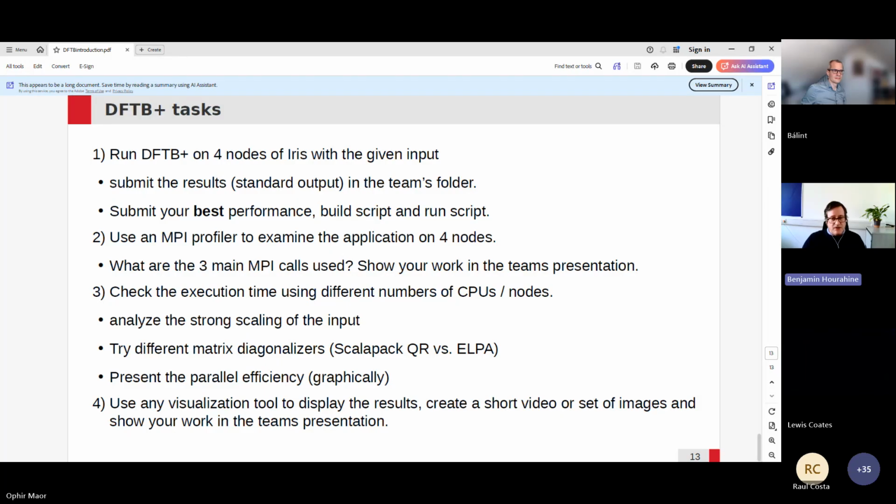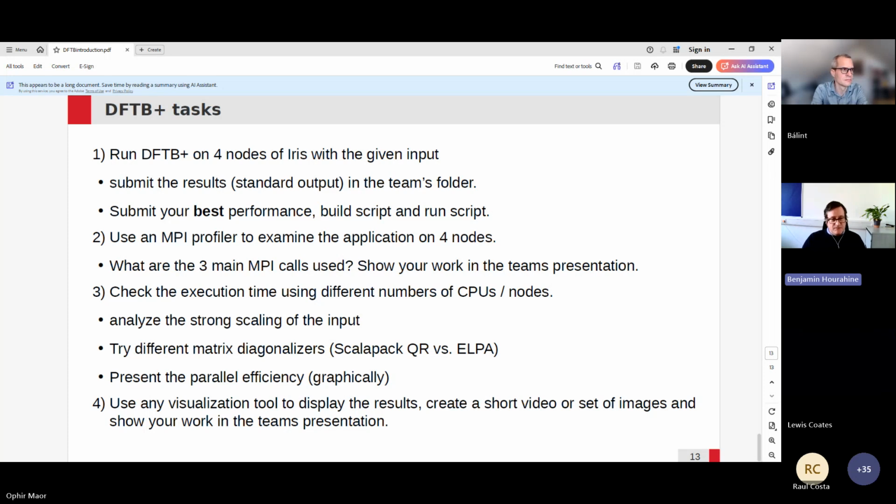So this is going to be something you're going to probably want to do graphically, and have a look at your execution time with different numbers of CPUs and nodes, because on the cluster, you're able to use up to 4 nodes. Obviously, each one of those has got multiple CPU cores. So have a look at this, analyze the strong scaling of your input. Try and figure out what fraction of your calculation is actually working in parallel.